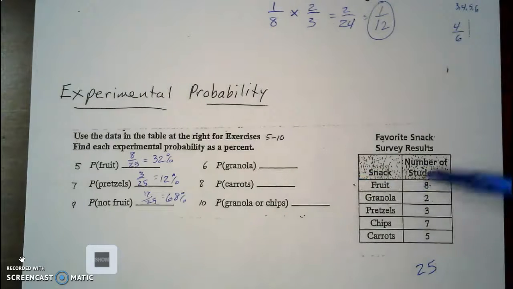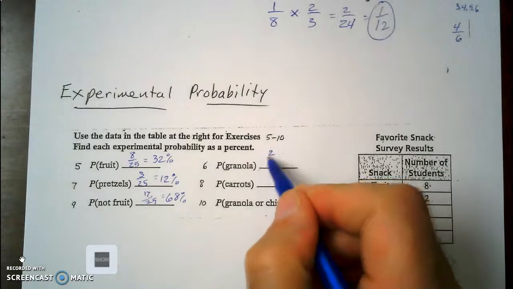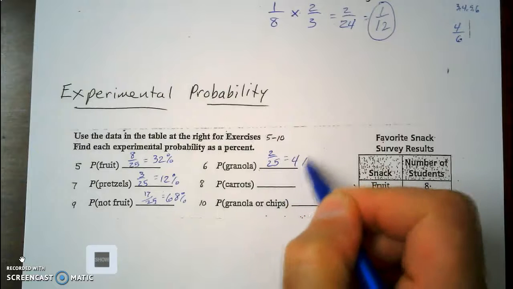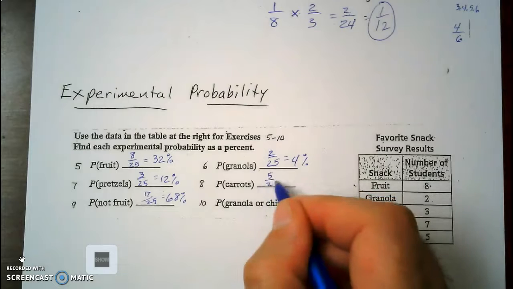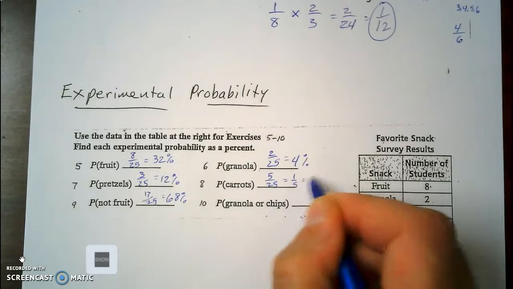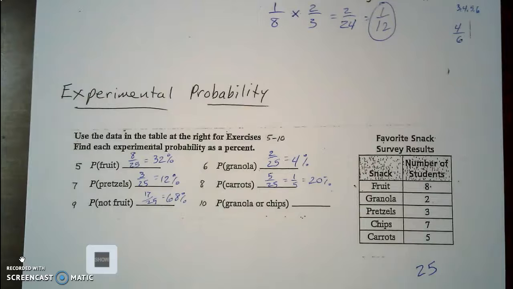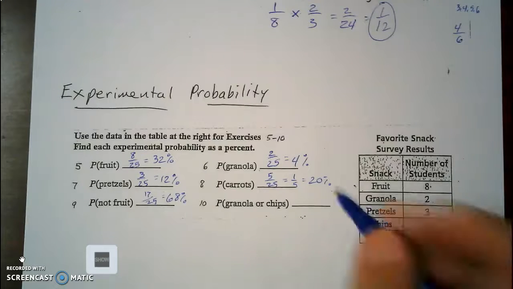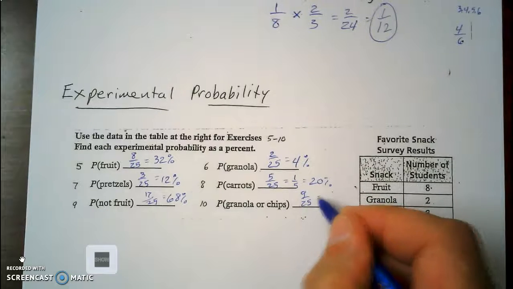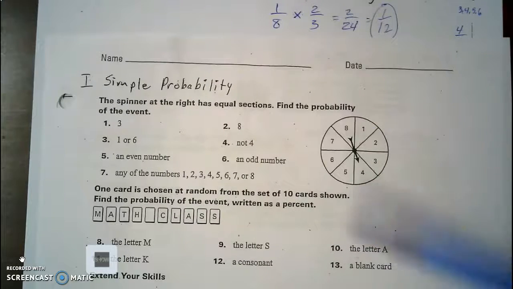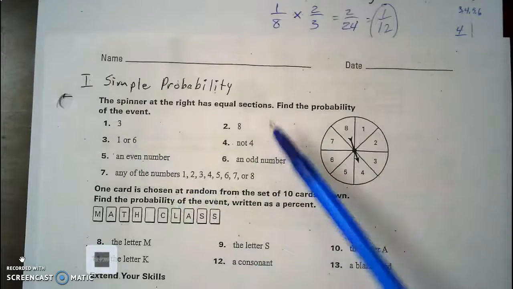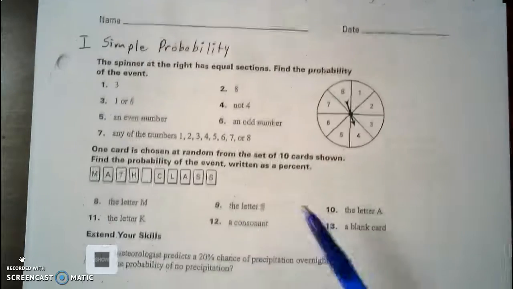We're done. Granola, 2 out of 25. That is 4%. Carrots, 5 out of 25. Again, that simplifies to 1/5, which is 20%. Now, granola or chips, that's 2 plus the 7, 9 out of 25 is 36%. So the assignment will start off with what we already learned, simple probability. Okay, the spinner. What's the probability of spinning a 3, spinning an 8, spinning a number that is not 4, etc.? This is like a review.